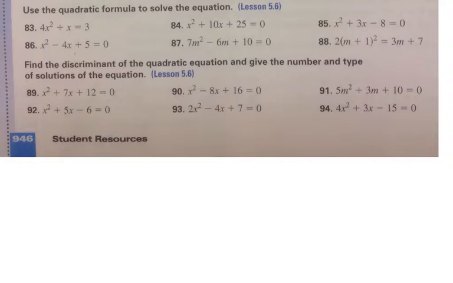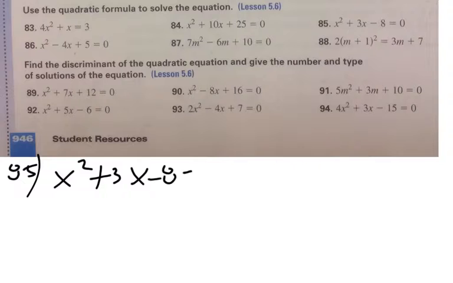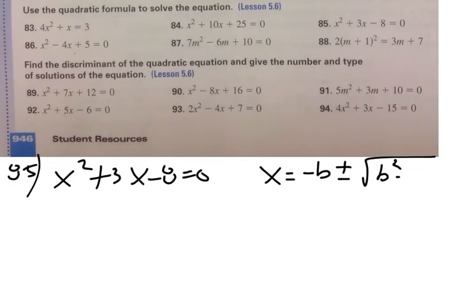Let's do one more example. Let's do 85. So I'm going to have x squared plus 3x minus 8 equals 0. The formula: x equals -b plus or minus square root of b squared minus 4ac, all that over 2a. Get used to writing the formula always, so you memorize it.